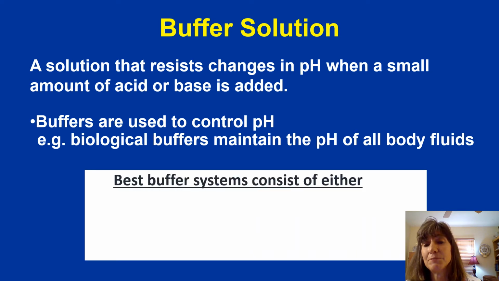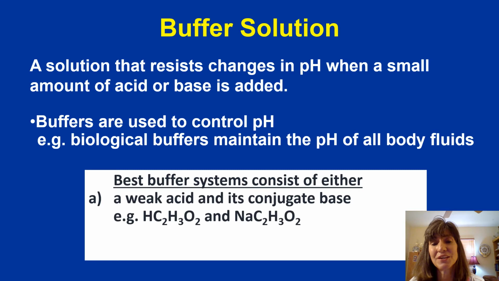Looking at the components, a buffer solution will either consist of a weak acid combined with its conjugate base. So something like acetic acid would be a weak acid. Sodium acetate would be a salt that contains its conjugate base. The conjugate base of acetic acid is the acetate ion.